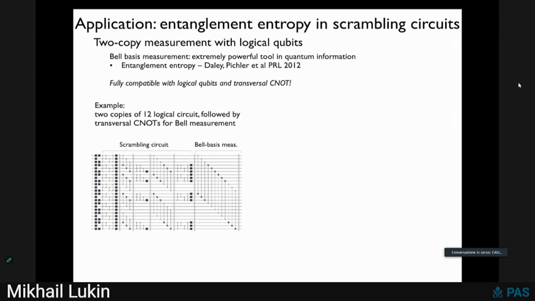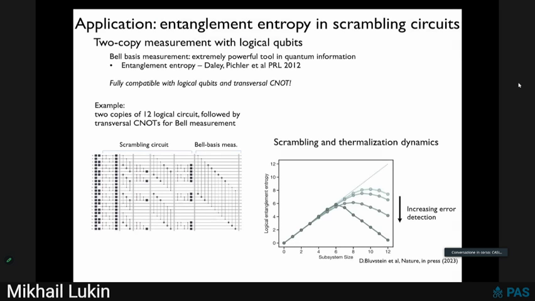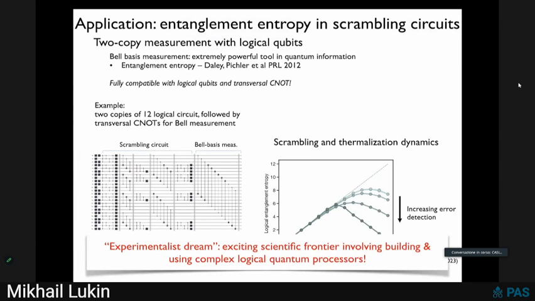One could also, for example, do things like scrambling measurements, measure entanglement entropy. It's related to scrambling in black holes, for example. But what you see here is actually a lot of fun, and in a way an experimentalist's dream now. It's a really exciting frontier involving building and using complex logical quantum processors, which is really becoming a reality.